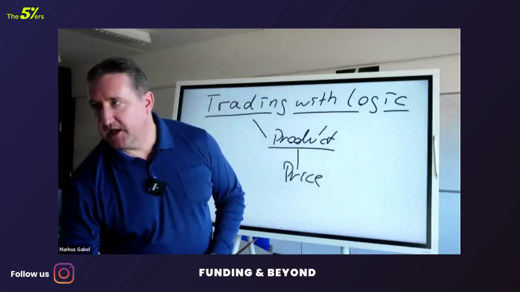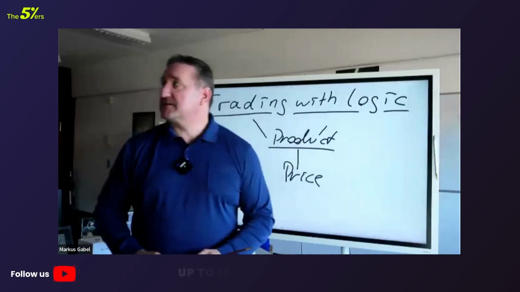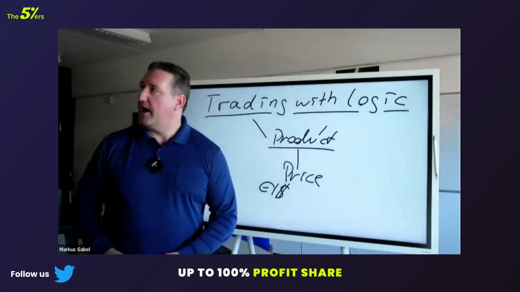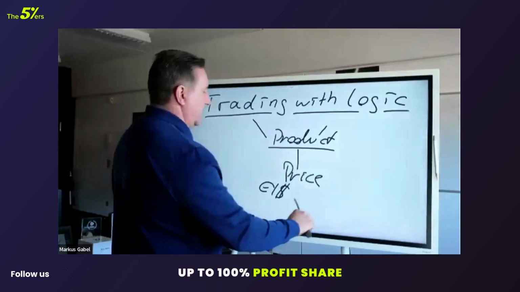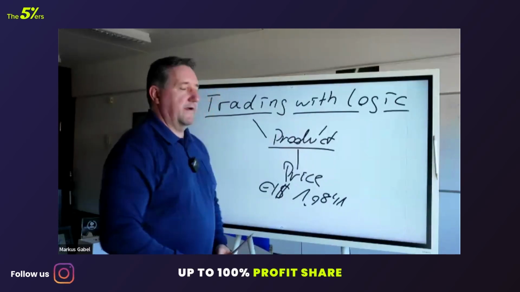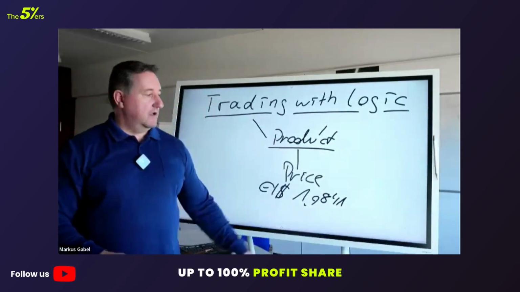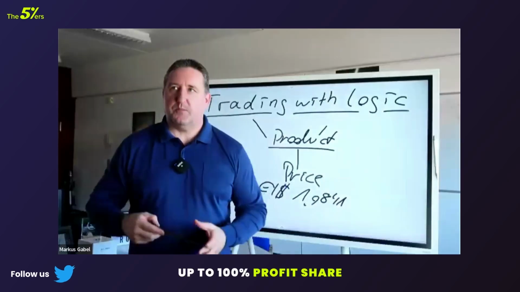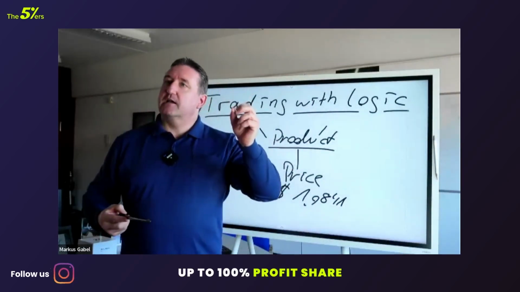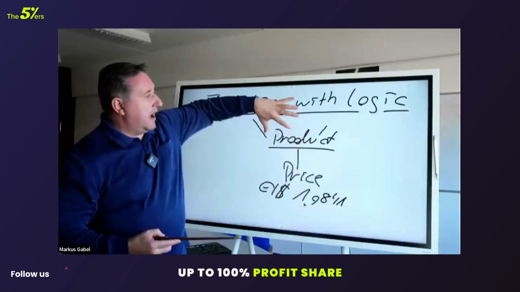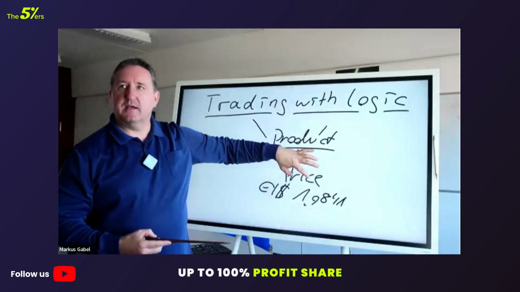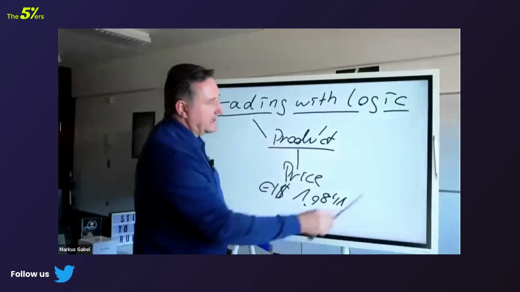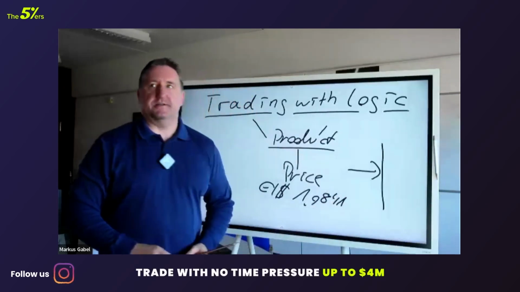This product has a price. And for example, to make it easy, take Euro dollar. We talk about Euro dollar at a price at this moment of 108.41, which means you have to pay 108.41 for €1. So when we talk about trading, that's why we talk about logic: we talk about a product. This product costs something, and that's the price.